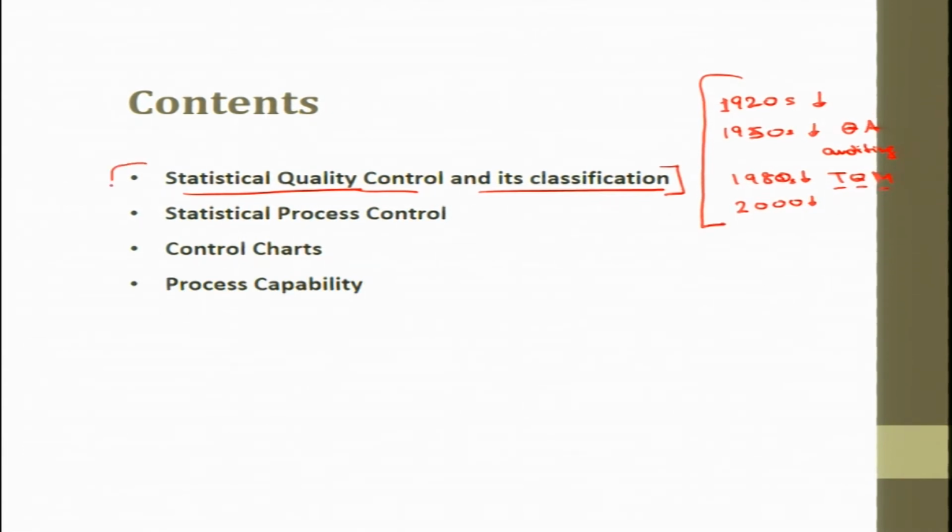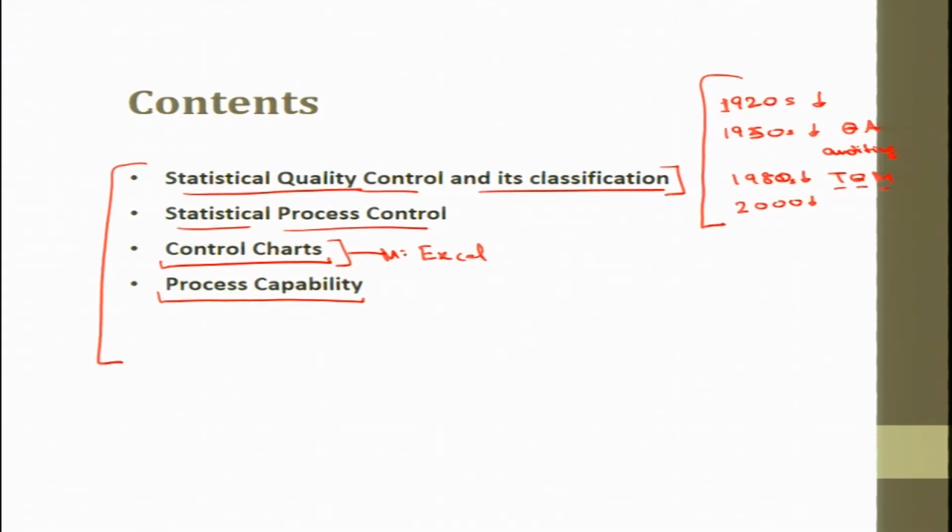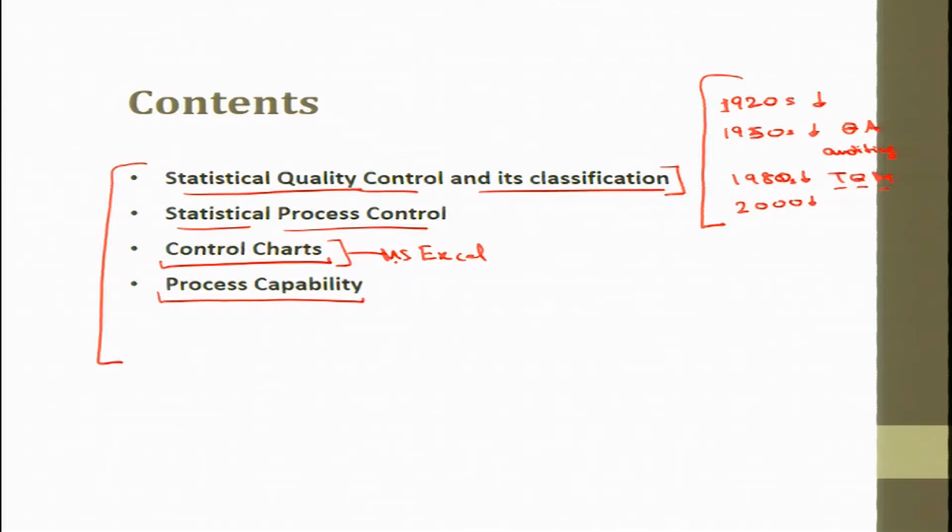We'll cover this content in this lecture: statistical quality control and classification, then statistical process control, then we'll discuss the control charts, then I'll discuss what process capability is. For control charts, I'd also like to work on them in MS Excel. I'd like to show you the kinds of control charts, variables and attributes; different kinds of control charts are there. Then how we plot those charts in Excel, and if the process is not in control, what steps we follow after that. Process capability we'll also discuss. Then in the next lecture I'll discuss acceptance sampling.